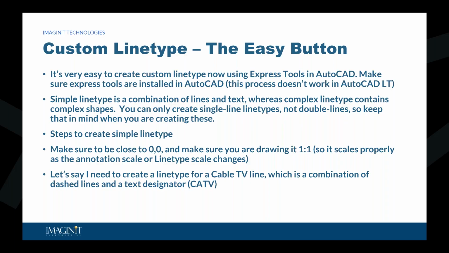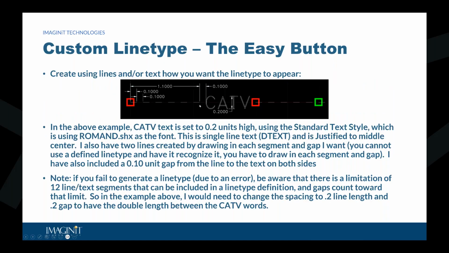Now let's say I need to create a line type for a cable TV line, which is a combination of some dash lines and a text designator, CATV. So we're going to create some lines and some text on how you want it to appear. So basically what I'm doing is I want this to be a segment of 0.1. I want there to be a gap of 0.1. I want the cable TV text to be 0.2 and kind of sketch it out.